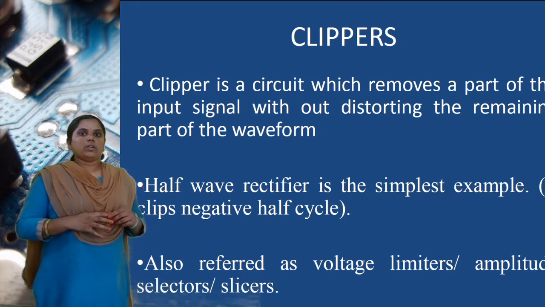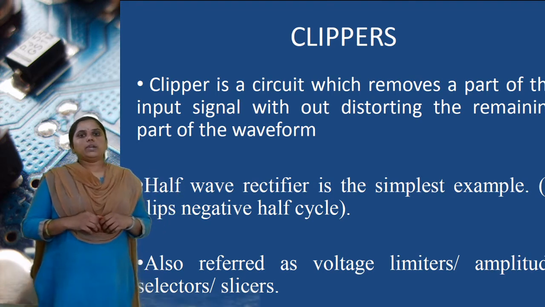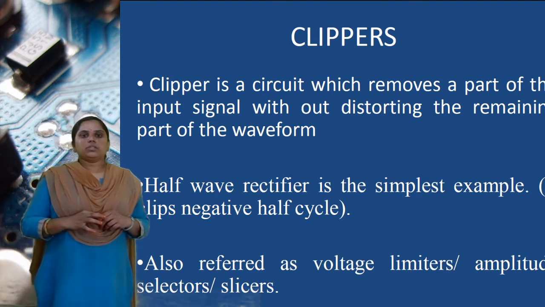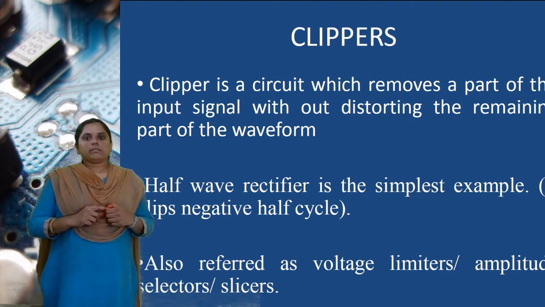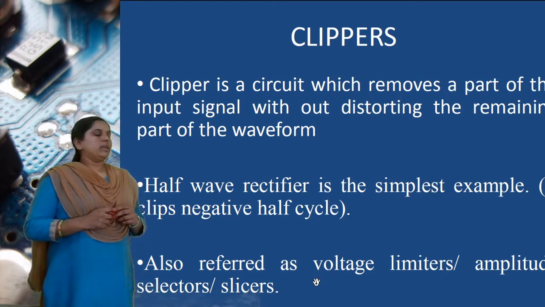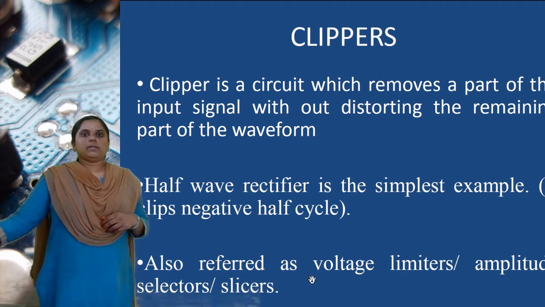Already I told you the half wave rectifier is the best example of the clipper circuit. Here we clip the negative half cycle. So the half wave rectifier is the best example of the clipper circuit. It is also called a voltage limiter, amplitude selector, or slicer.